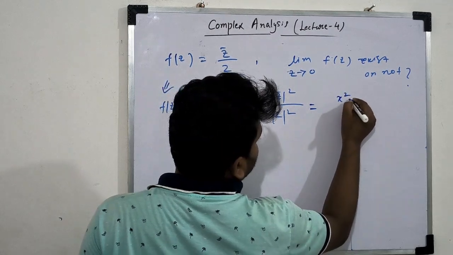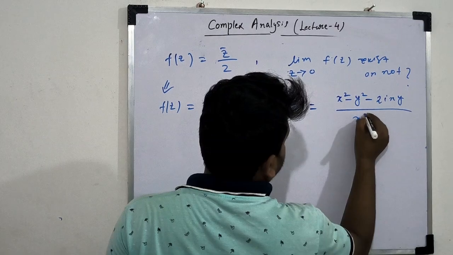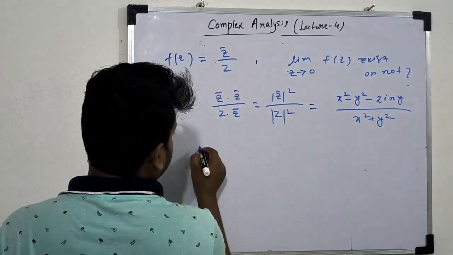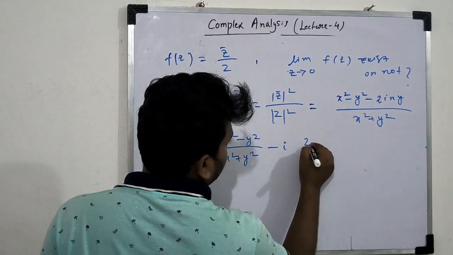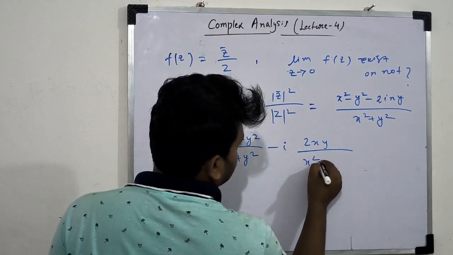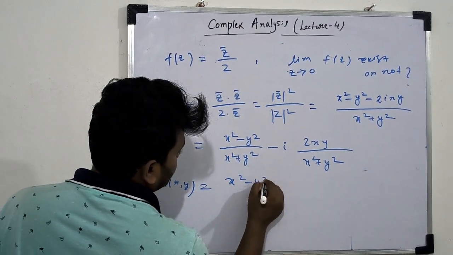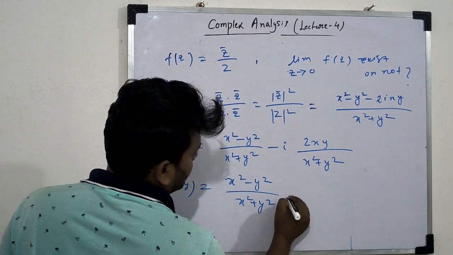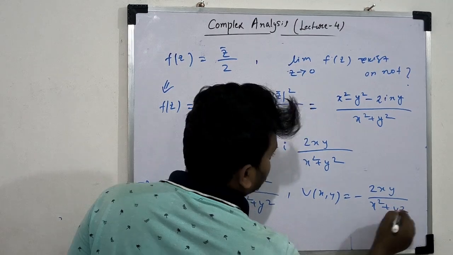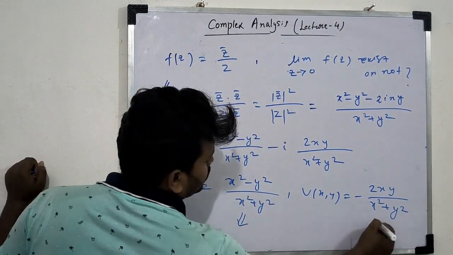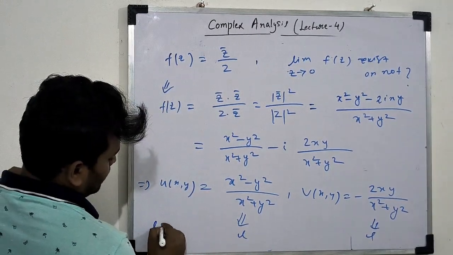So from this we get x square minus y square minus 2i xy divided by x square plus y square. So you can find from here we get (x square minus y square) by (x square plus y square) minus i times 2xy divided by x square plus y square. So from this we get u(x,y) equals x square minus y square over x square plus y square, and v(x,y) equals minus 2xy divided by x square plus y square. Now if these ultimately go to L and L dash, then we say that this complex function goes to L plus i L dash.